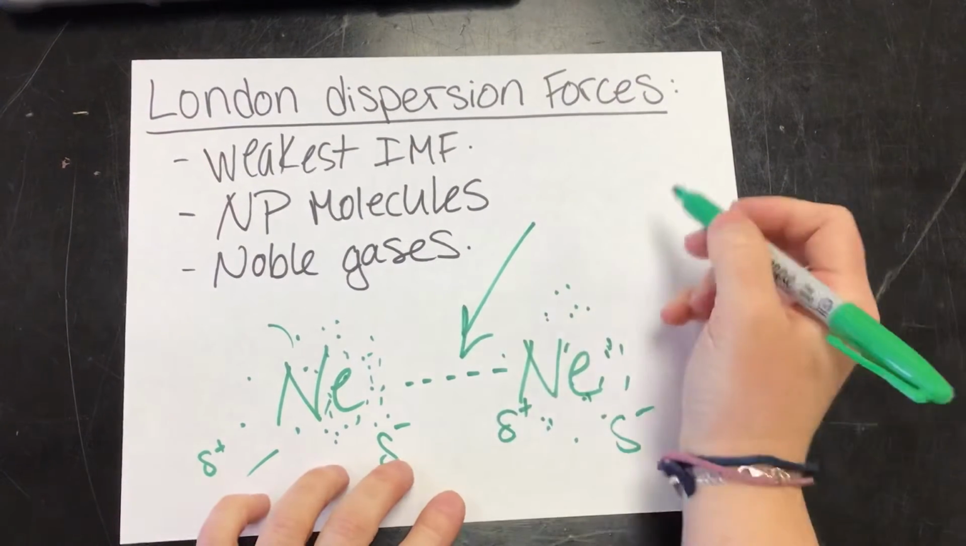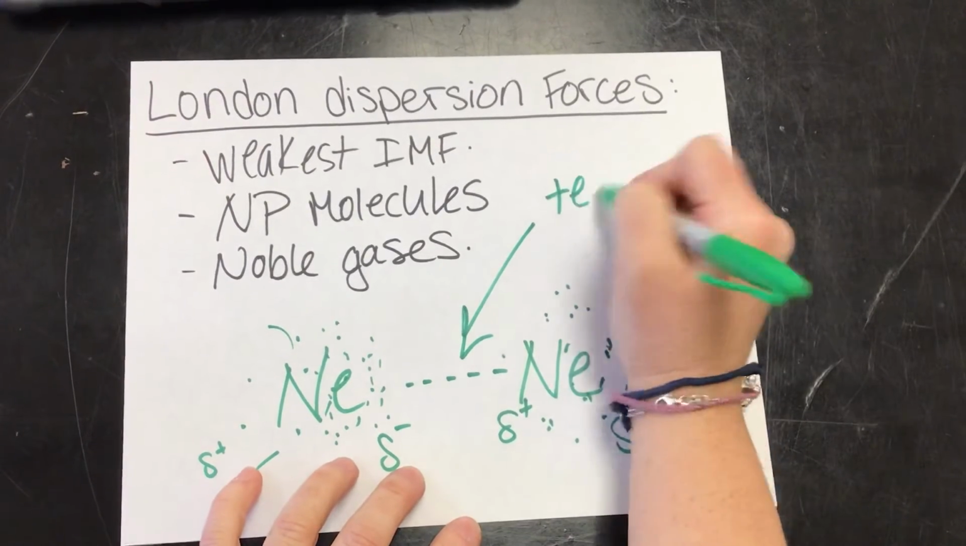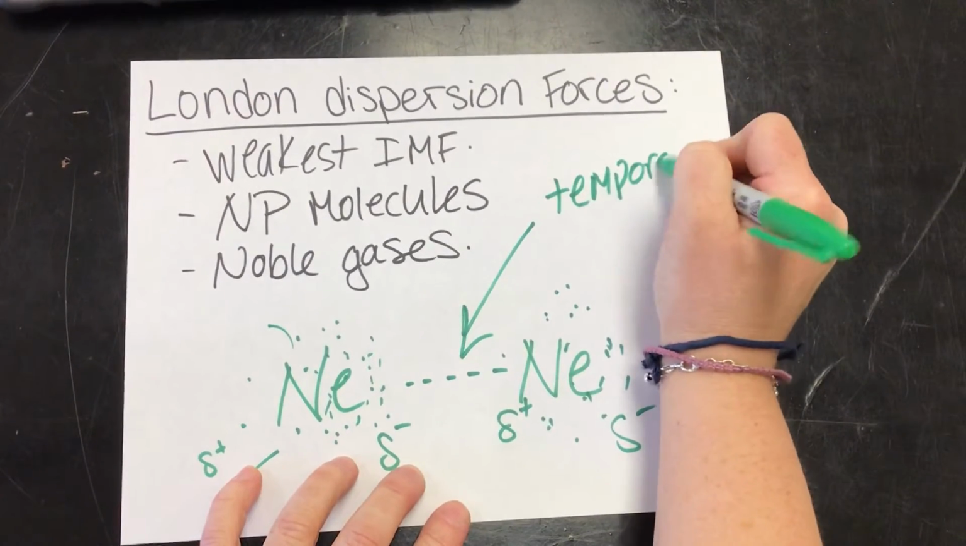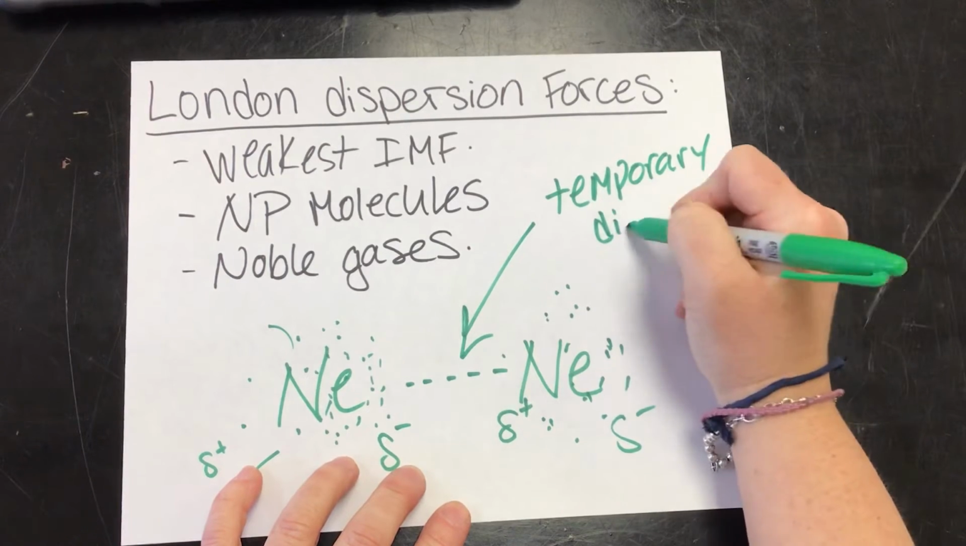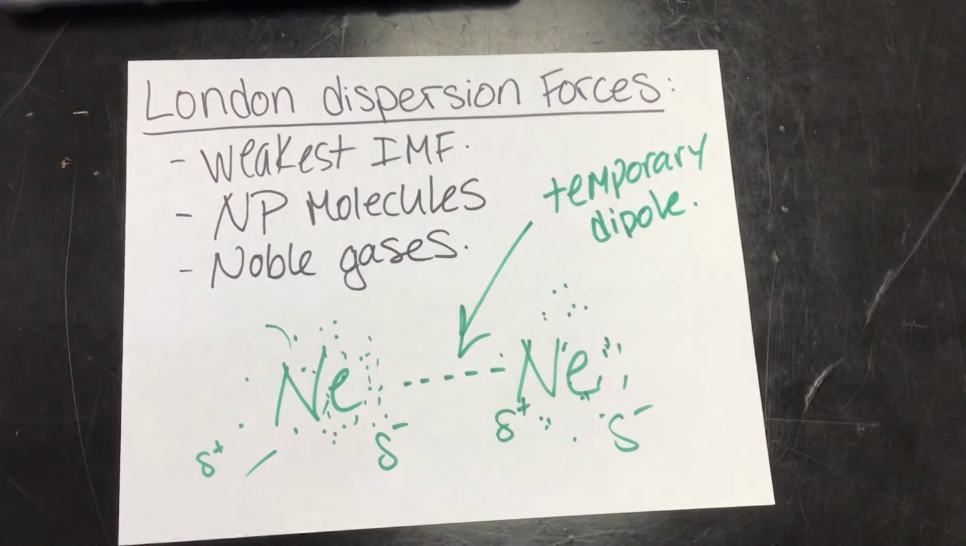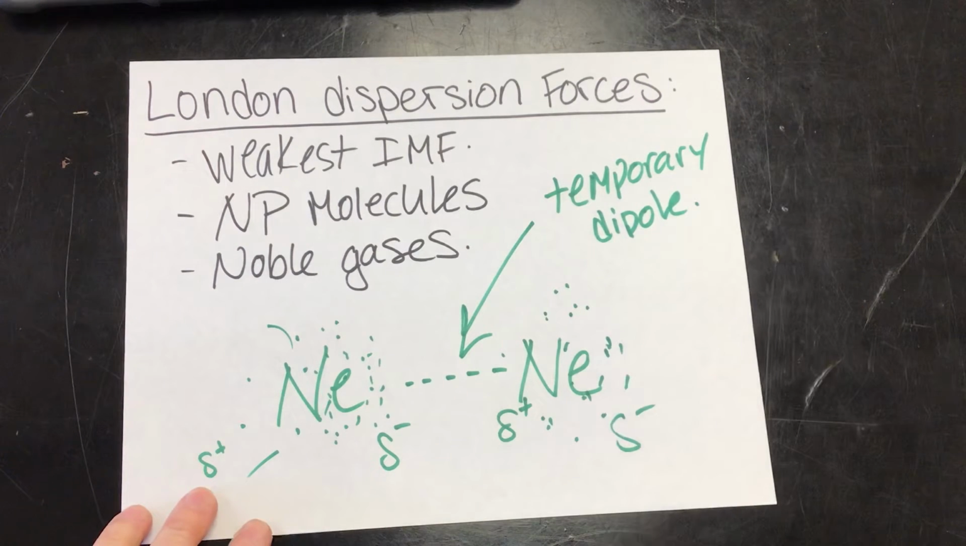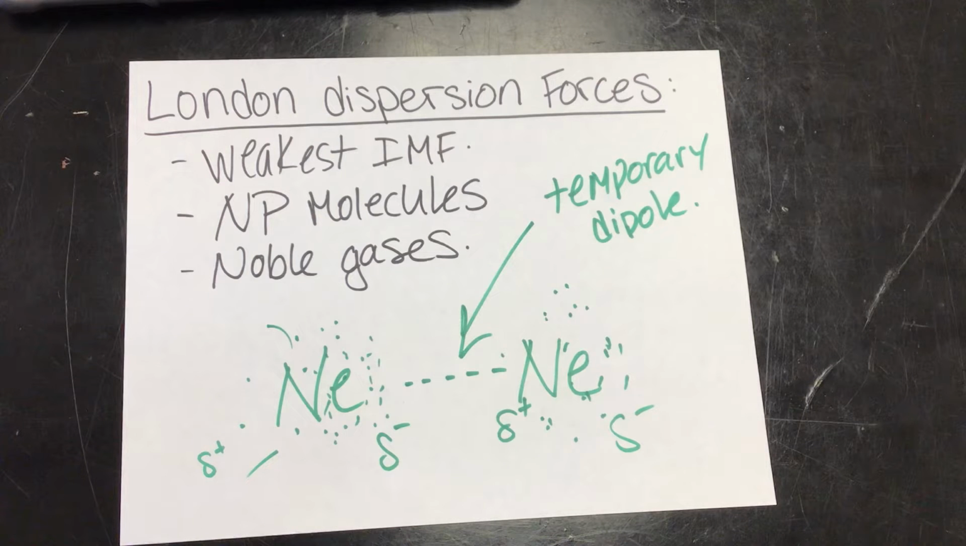Now, the reason that it is so weak is because this is considered a temporary dipole that forms. It's not natural like in a polar molecule, it's just temporary. So what I usually tell students is imagine running around a gym and your teacher's just like, you know what, I want all 30 of you to just run around this gym. Let me get a blank piece of paper. Run around this gym, and when I say stop, I want all of you guys to stop.